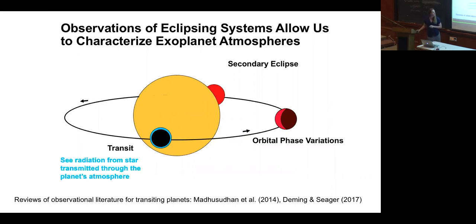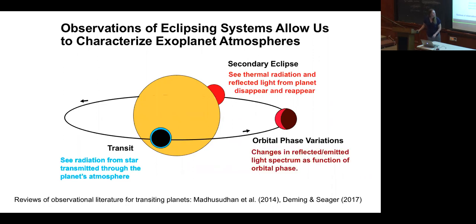And so examples of that include infrared phase curves from Spitzer, but also reflected light phase curves that tell you about how the properties of the planet vary from the day side to the night side. So not only are we examining the bulk properties of the planet's atmosphere, we can also in some cases try to map out spatial variations in the atmosphere.